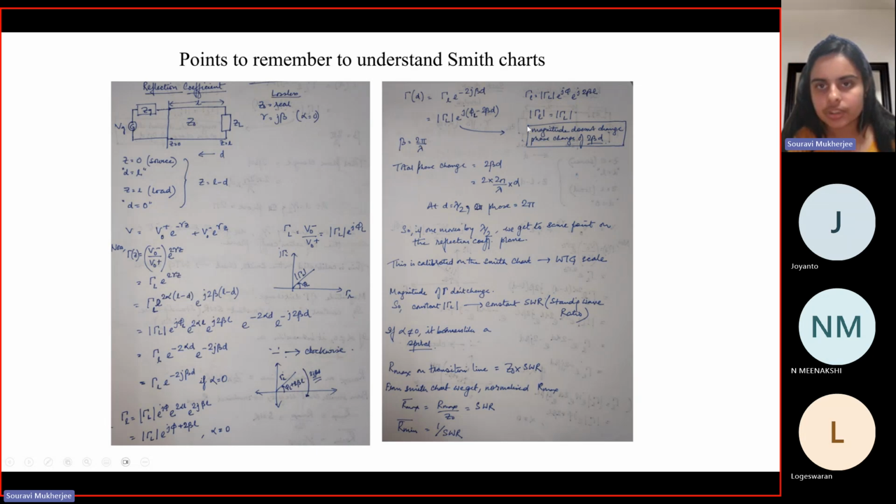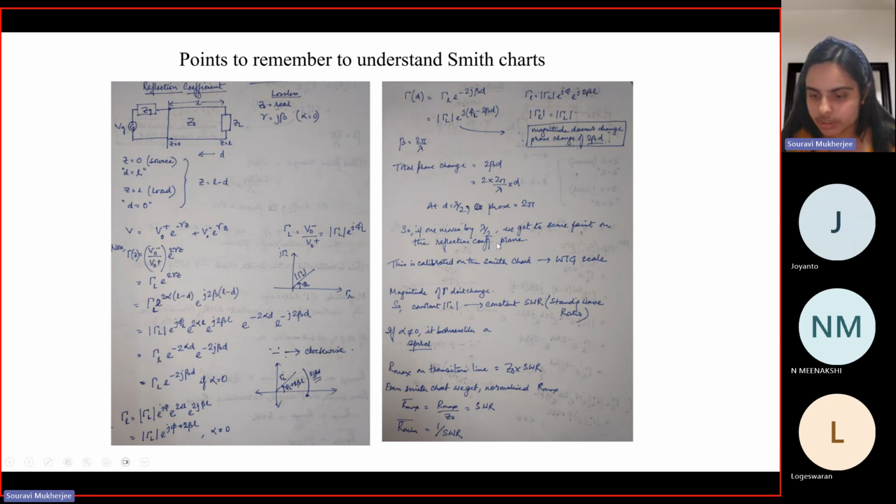So that means as you go away from the load, you acquire an extra phase change of 2 beta d, while beta is given as 2 pi by lambda, where lambda is the wavelength of your signal. So now this is the total phase change. If you put d equal to lambda by 2, you get a phase change of 2 pi. That means if one moves by a length of lambda by 2, we get to the same point on the reflection coefficient. Why? Because that would give you the same value, right?